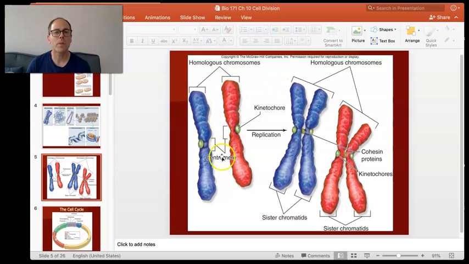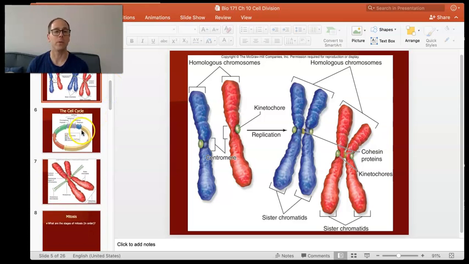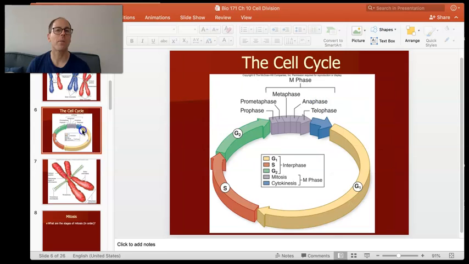So when you see chromosomes like this, and they never actually look like this in the cell, this is where the chromosome has not been copied yet. This is where the chromosome has been copied. So we have to do some work before we can actually do cell division. So I want to talk about that.